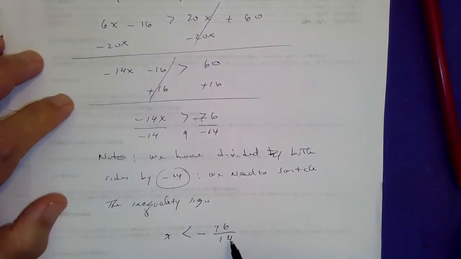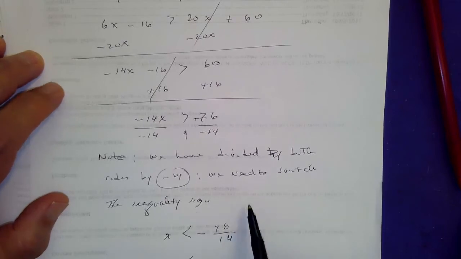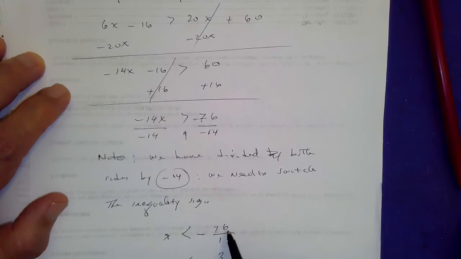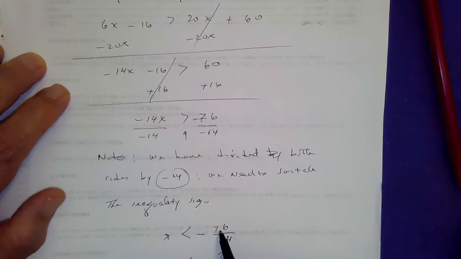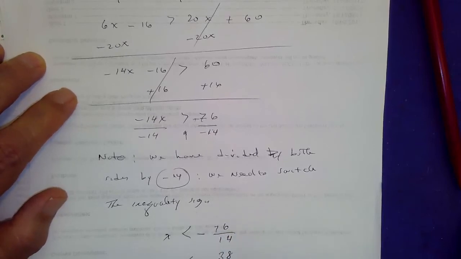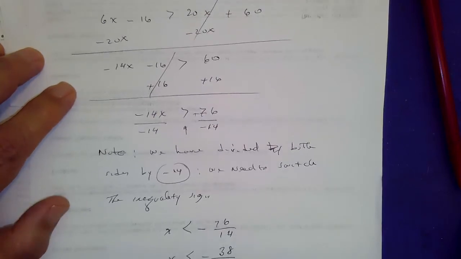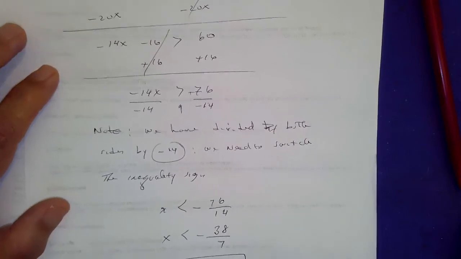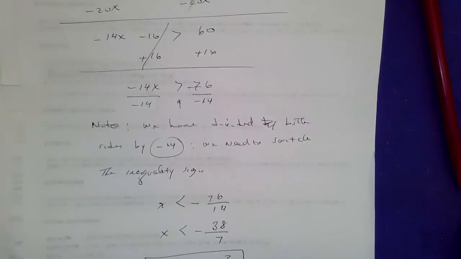So if you reduce this, say, by 2, that would be 38 over 7. So there you have it. And that would be like x is less than negative 5 and 3/7. 35 and 3, right.